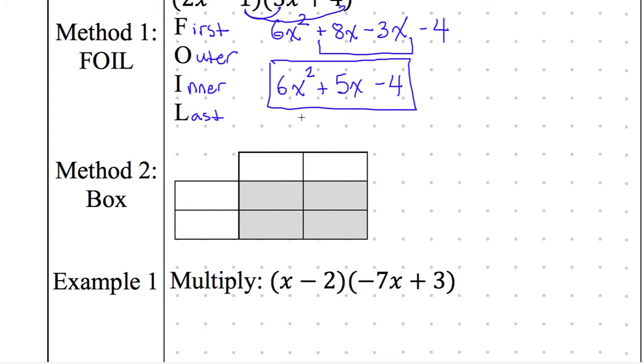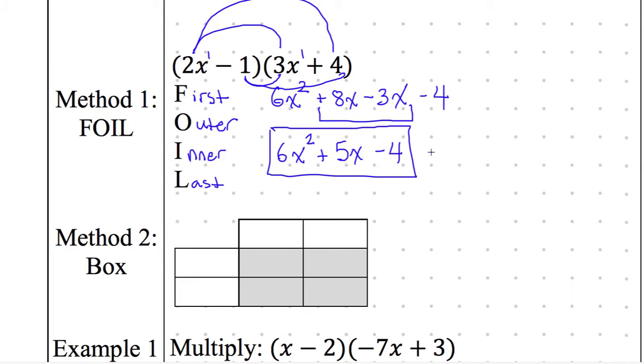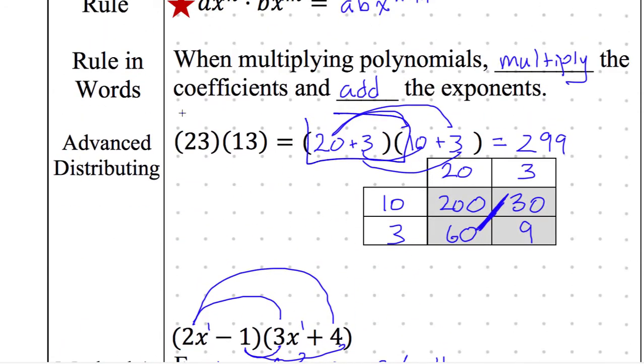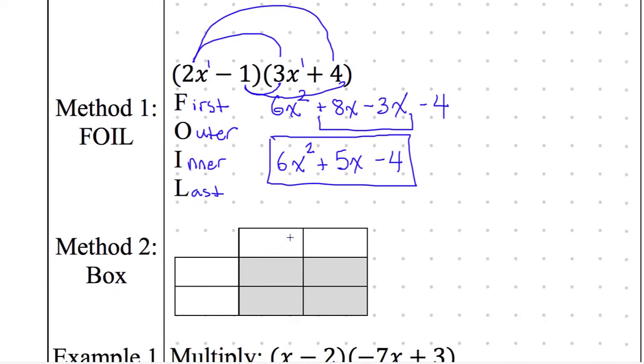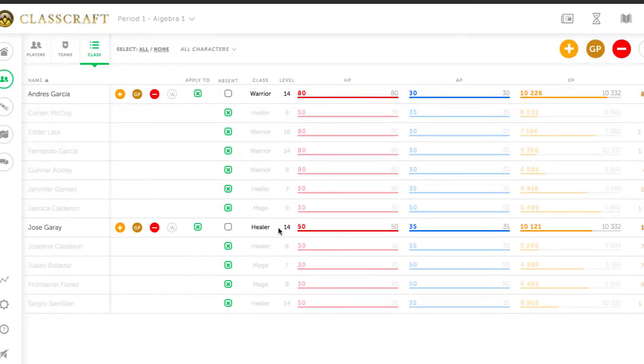So the box method. All right, who wants to help me set it up? What did we do with these side numbers? I have 2x plus 3, and I put it up here. Now I have this 2x minus 1. Where should I put it? Okay, so 2x minus 1. And then, Andres, what am I going to write on the side over here? 3x and 4. There it is, yeah.